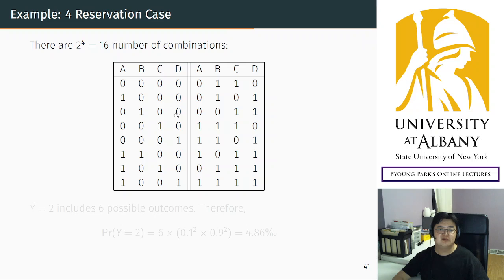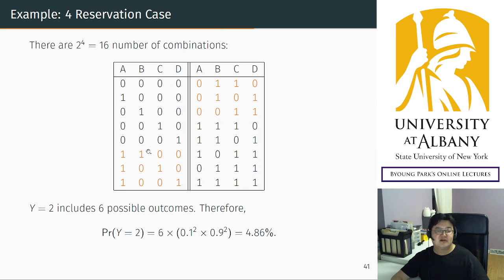It's all possible combinations. 0, 0, 0, 0, 1, 0, 0, 0, 0, 1, 0, 0, like this, 1, 1, 1, 1, and the final one. And among these 16 combinations, you may try this by yourself if you cannot believe it. Try to find one that's not included in here. We have to find the outcomes where only two reservations are canceled. The ones where two reservations are canceled are those guys.